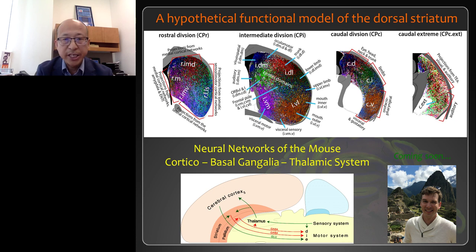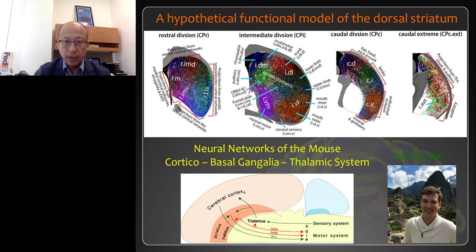Put all together, we generated this hypothesized functional model of the dorsal striatum. So basically, the 29 functional domains receive uniquely different cortical inputs. For example, here we show in the middle of the striatum, next to the lateral ventricle, these blue vertical stripes. It receives specific input from primary visual cortex and entorhinal cortex, which speaks to their function in visual spatial integration. And the ventrolateral side of the striatum receives specific input from all the orofacial related somatic sensory motor cortical areas.